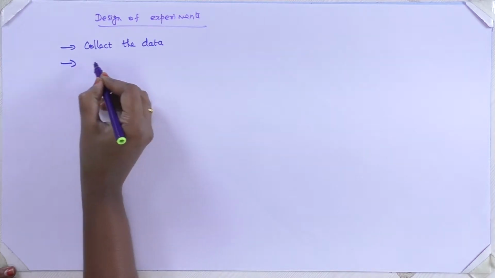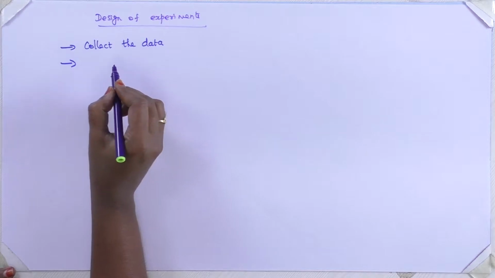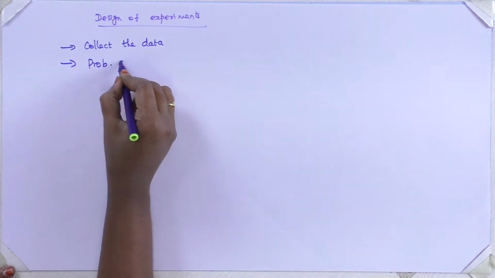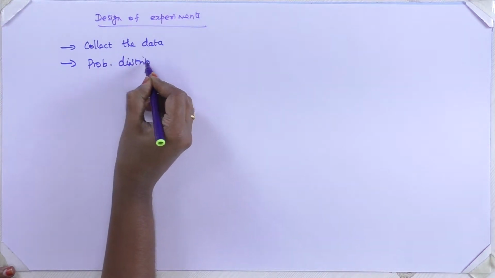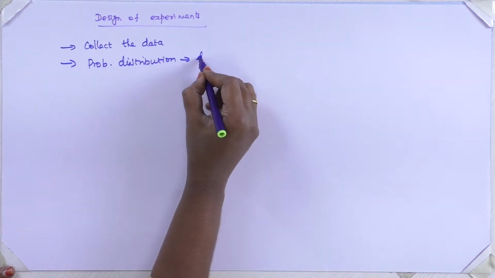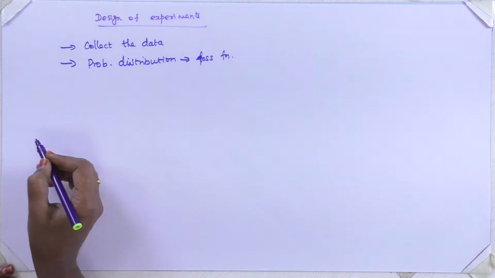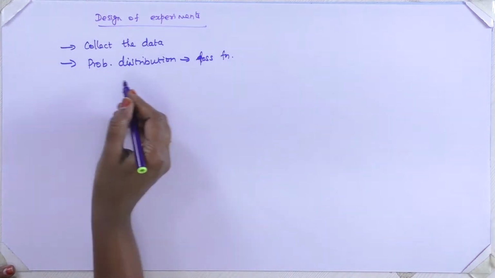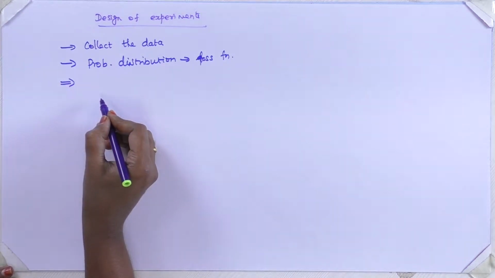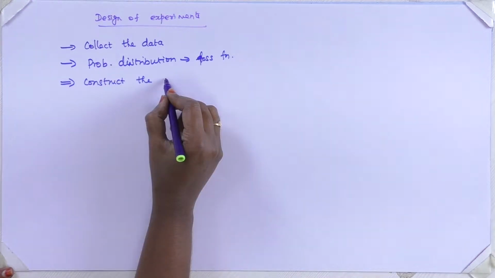Collect the data. If we go back to our probability distribution, we are using the probability distribution concept. It arises from the quality loss function. First, we want to collect the data, and we choose the sample from that and construct the design.